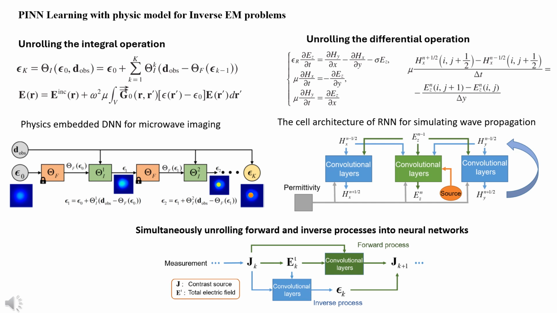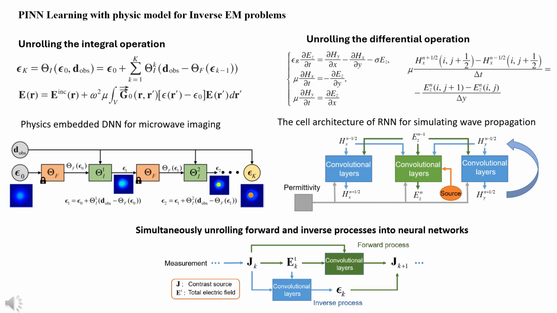The simultaneous method, illustrated in the lower diagrams, integrates both forward and inverse processes within the neural network to refine the brain model iteratively. The forward process, shown in green, calculates the wave propagation based on an initial estimate of the brain's properties, while the inverse process, in blue, works to update the permittivity by using measured scattered field data.